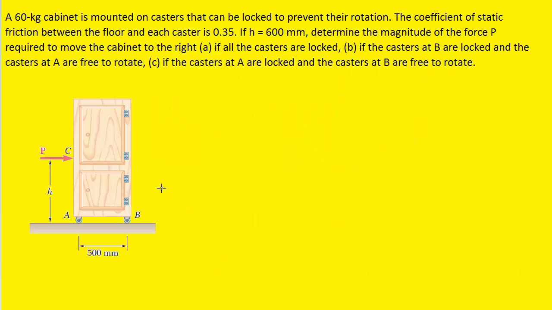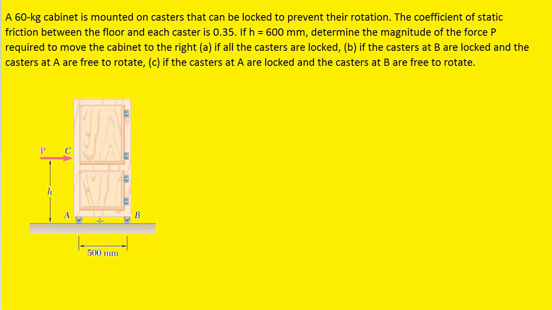If you haven't done so yet, pause the video and try to answer this question on your own first before listening on. In part A, the question tells us that the casters are locked, and what that means is that this cabinet is not free to rotate about this wheel over here at A, nor can it rotate about the wheel over here at B, because the casters, again, are locked.